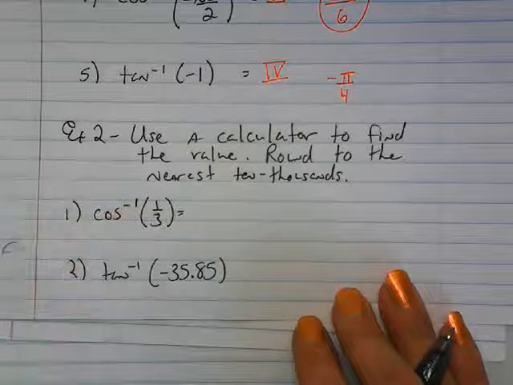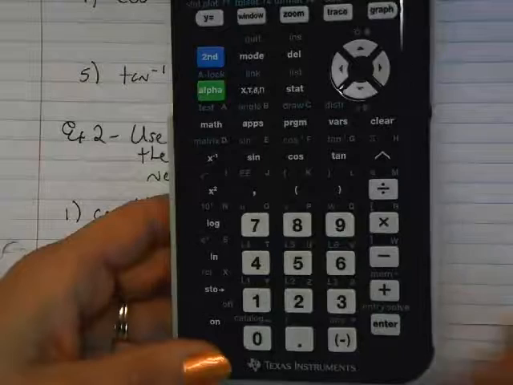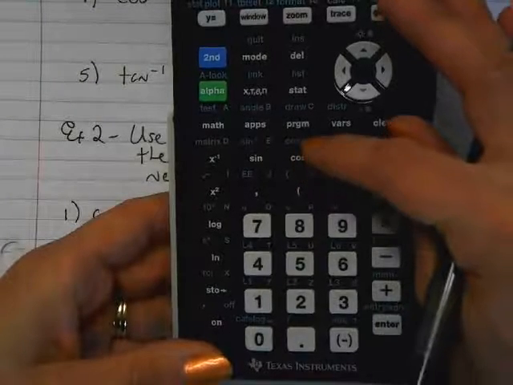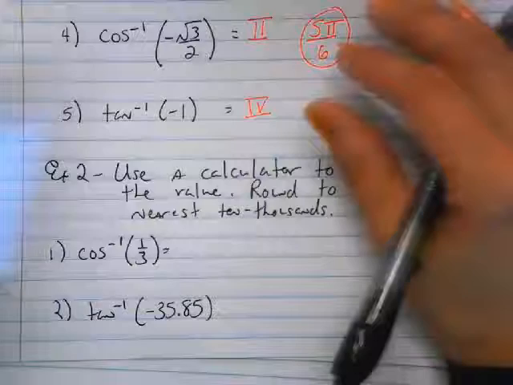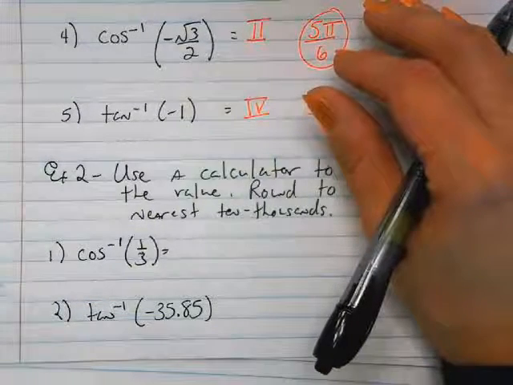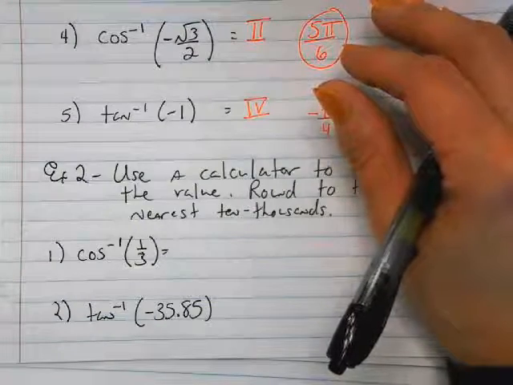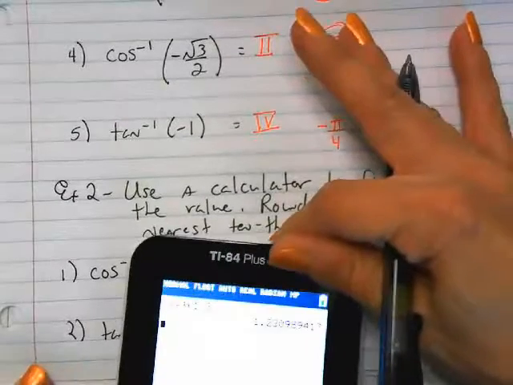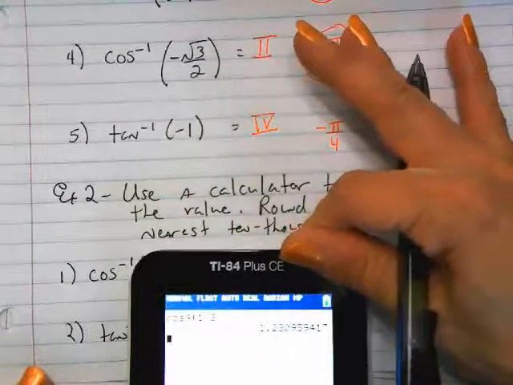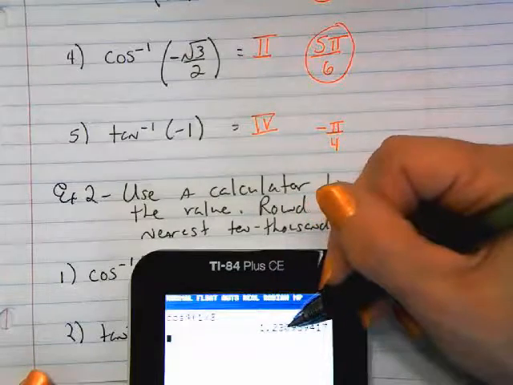Do you see right above the cosine button? Okay, here's cosine. Right above it is cosine -1. You're going to want to hit your second button. So hit second cosine, and then type 1 divided by 3. Okay, and again, let me see if I can arrange this so that we get the glare off of it. And there I go. So it's 1.2310.